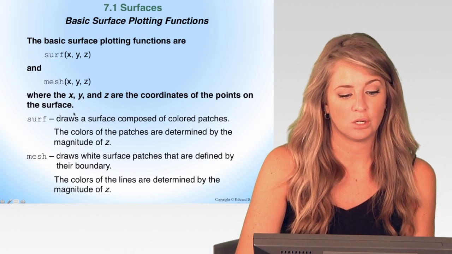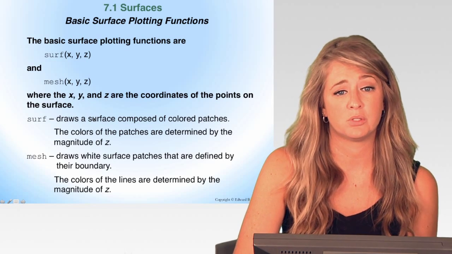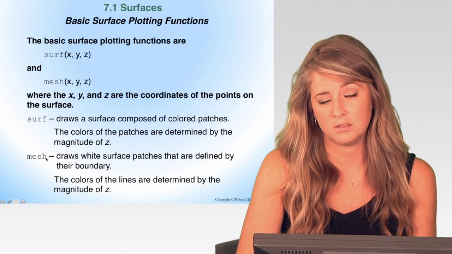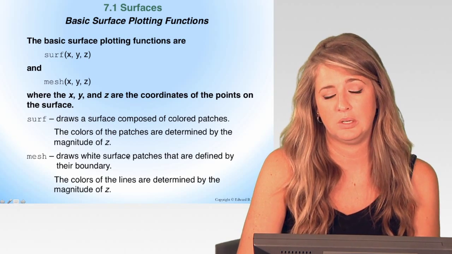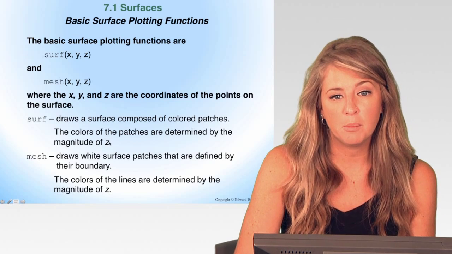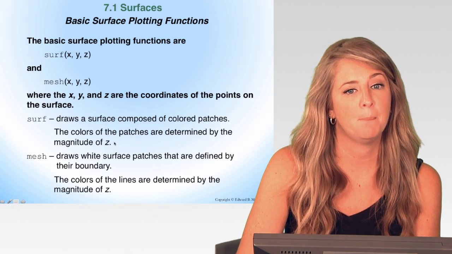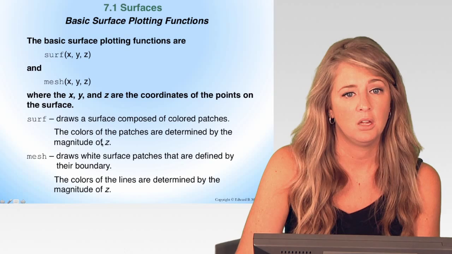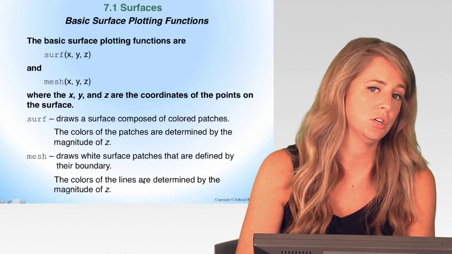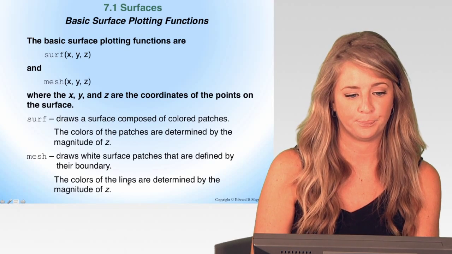So when we use surf, it's going to draw a surface composed of color patches. When we use mesh, it's going to draw white surface patches, which I'll show you an example of the difference between the two here in a second. The colors of the patches are determined by the magnitude of z when you're using surf. And for mesh, the color of the lines are determined by the magnitude of z.